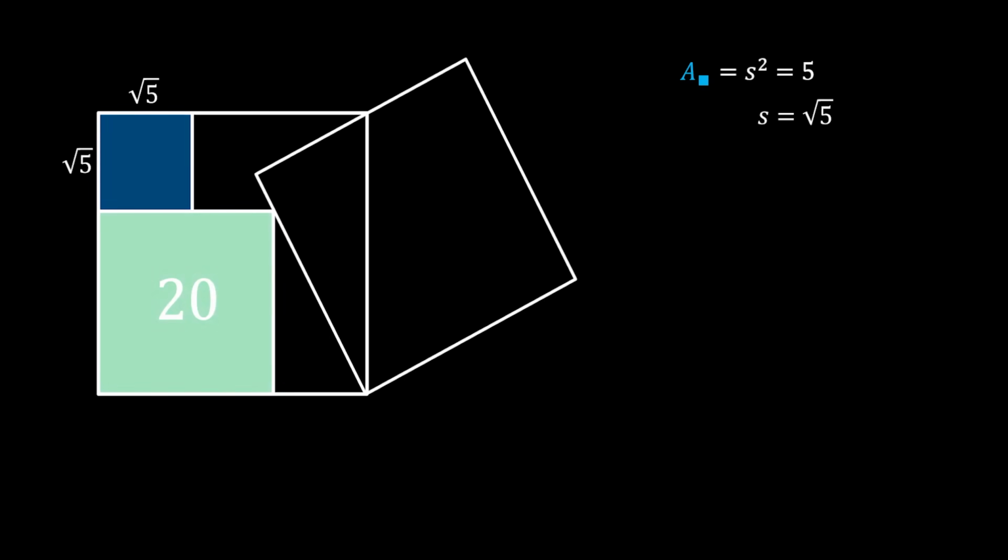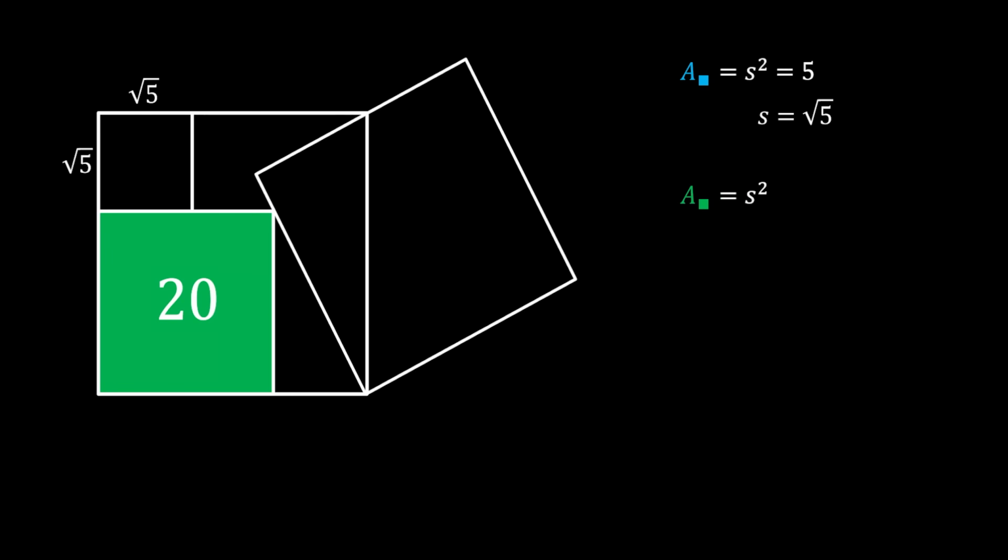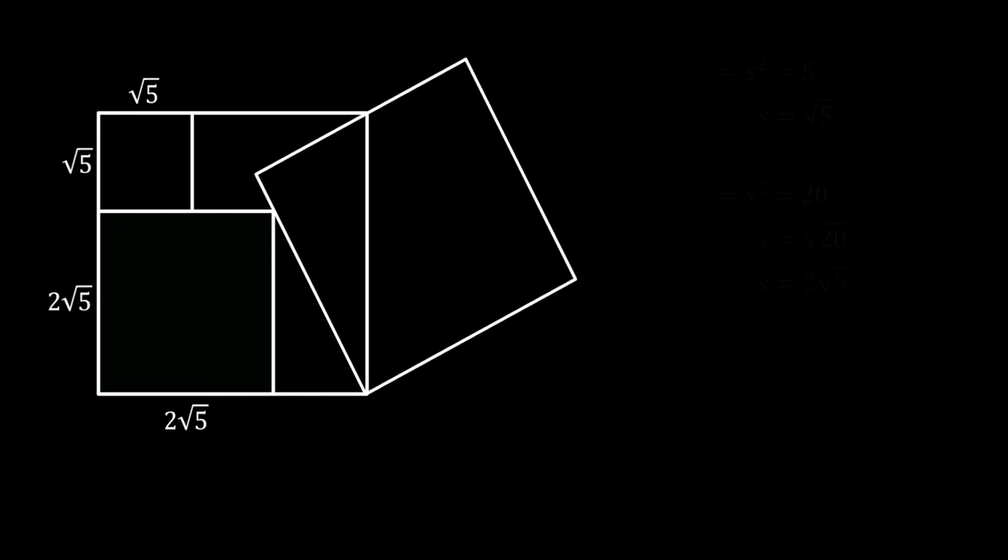Now, in the same manner, let's take a look at the square on the bottom. It has the area of 20. And since we know that the area is side squared and that our area is 20, we can easily say that the side is equal to square root of 20, which we can simplify to 2 square root of 5. And in this way, we got the side of this square as well.